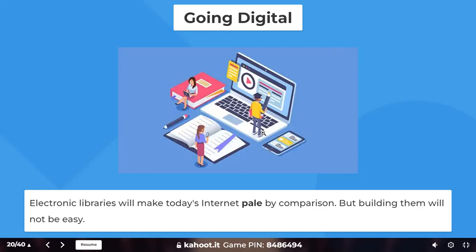Now, which will be more professional? Is it the display of electronic libraries or the internet? It's the internet. He said, if we compare them, the internet will be pale. Electronic libraries are more professional because the internet is weak. Pale means شاحب.